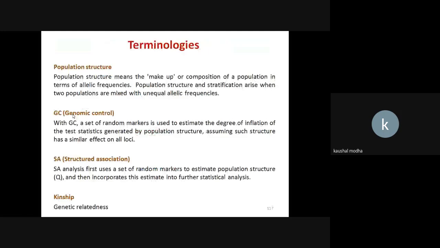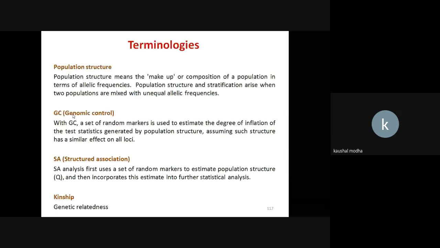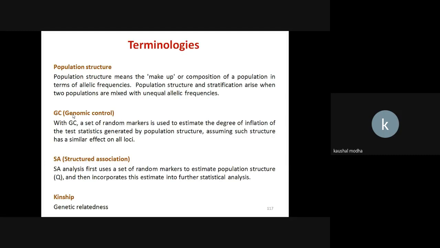There are certain terminologies we need to know related to association mapping and the statistics involved. So population structure, as I mentioned earlier, is population stratification. And this stratification arises due to unequal allelic frequencies between the populations which are mixed for association mapping. There is another terminology which is called genomic control. Genomic control is utilized to assess the level of population structure present within your population under study for association mapping. So in genomic control, we utilize a set of random markers. Random markers are utilized to find out the false positive.